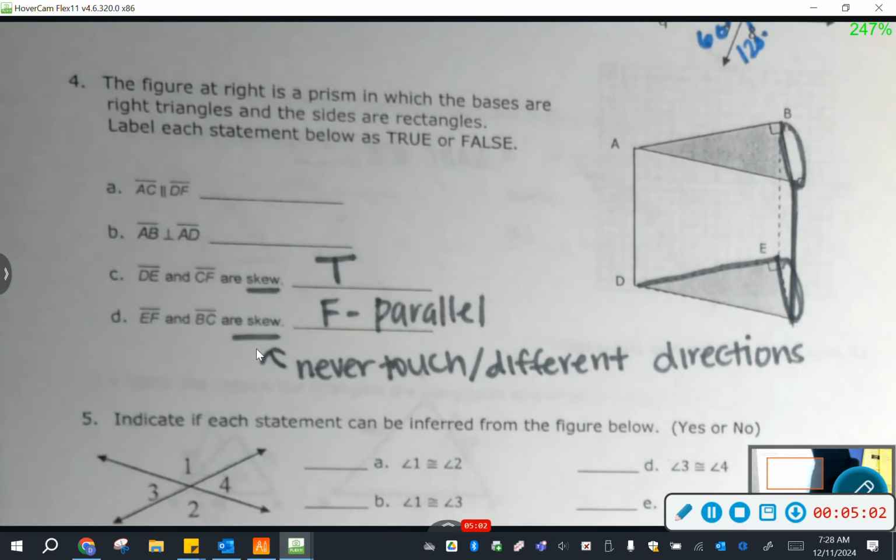Skew lines have different directions. Hands: one's going up and down, one's going left and right. Skew lines are never going to touch. They go different directions. Okay?